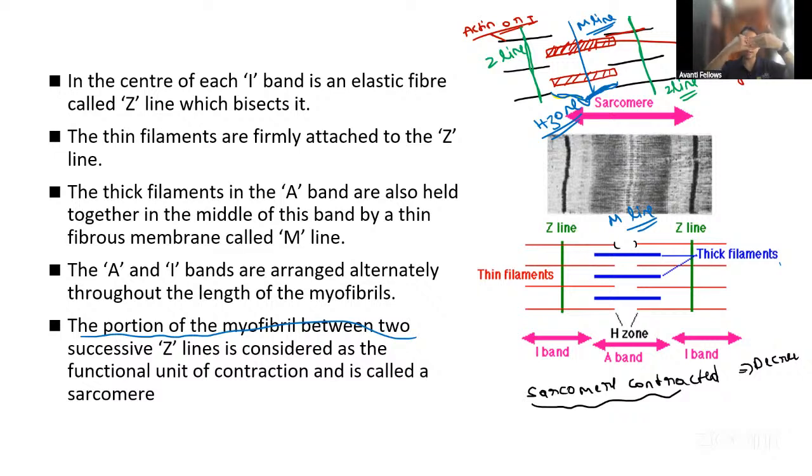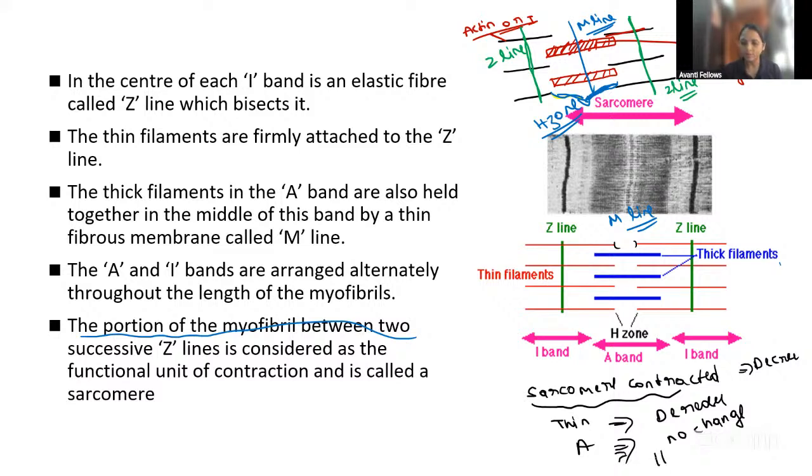See here, now it is contracted. So what will happen? The distance is this one, right? Whether it increases or decreases. The thin filament distance decreases. Now you tell me what about the A band? Is the A band going to decrease or increase? During the contraction, the A band is untouched. There is no change in the A band.